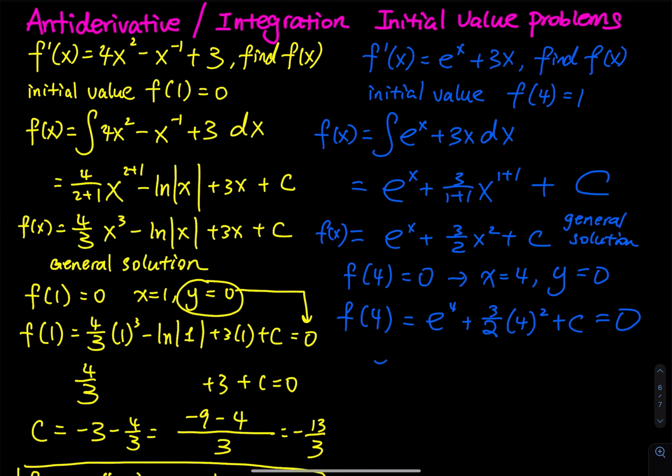So we have e to the 4th, and then plus, 16 divided by 2 equals 8. 8 times 3 is equal to 24. So 24 plus c equals 0. So c is equal to minus e to the 4th minus 24, right?